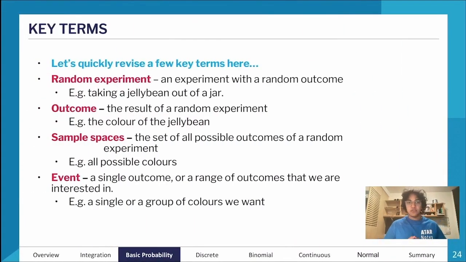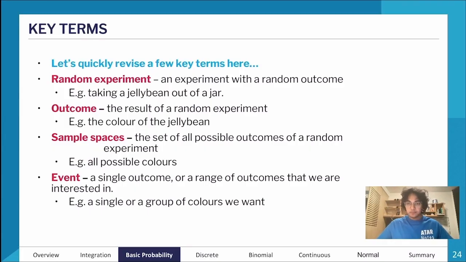Okay, let's revise some key terms for probability. I'm sure you would have seen these terms before, but I think it's a good idea to recap them before diving into 3-4 probability. So a random experiment is an experiment with a random outcome. Let's say you have a bag of socks, with 20 different types of socks in 20 different colors. You just put your hand in, not looking, digging around, pulling out a sock. That's entirely random, right? An outcome is the result of a random experiment, the color of the sock, or in this case, the color of the jelly bean.